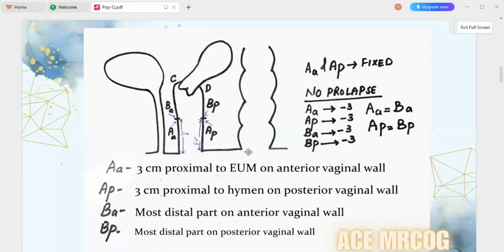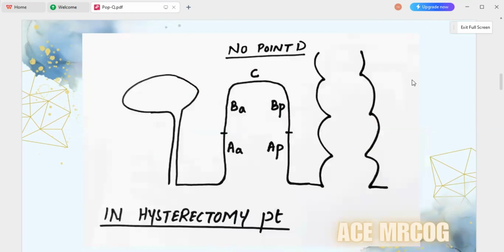Okay, I hope everyone is clear about this grading system up till now. So after these points, we are coming to the next part. It's just the explanation of these parts that I'll be explaining to you.